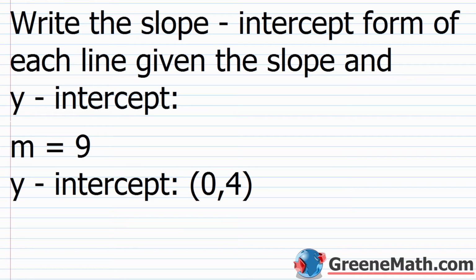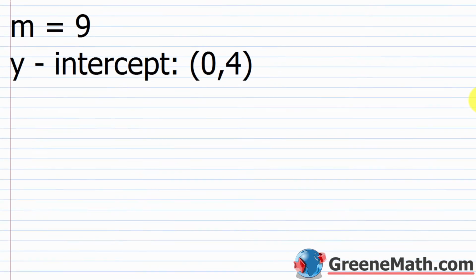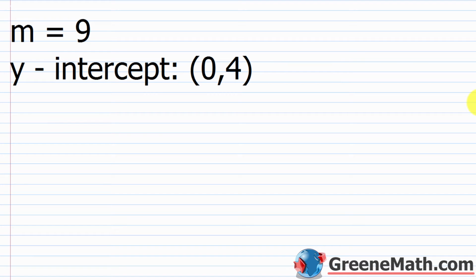So here's another very common textbook type example, something you'll probably get on your test. So we want to write the slope-intercept form of each line given the slope and y-intercept. And we just did this a little while ago. So we have that m equals 9, and again, m is standing for slope. So the slope is 9, and the y-intercept is given as the point 0, 4. So how do I write the equation?